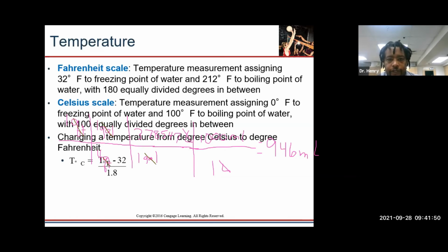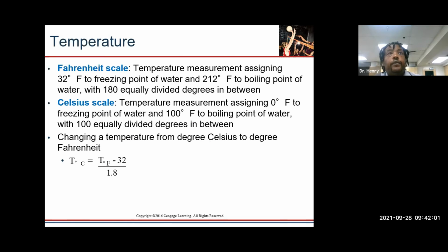So let's talk about temperature. The Fahrenheit scale is the scale that we use in the US. If we take a look at the equation at the bottom, this is using the Fahrenheit scale and converting to Celsius. We can also change this equation around to get to the Celsius scale, which is the scale used by most other countries.